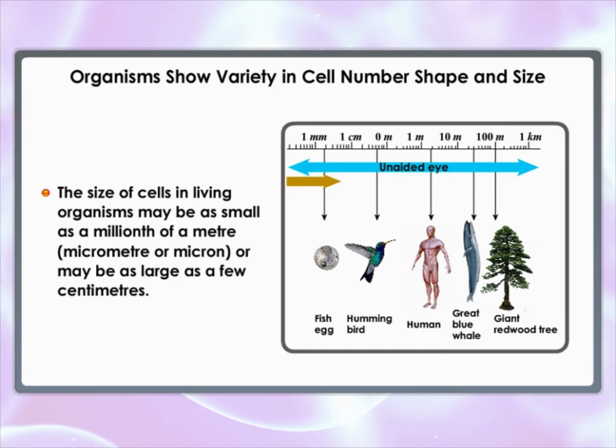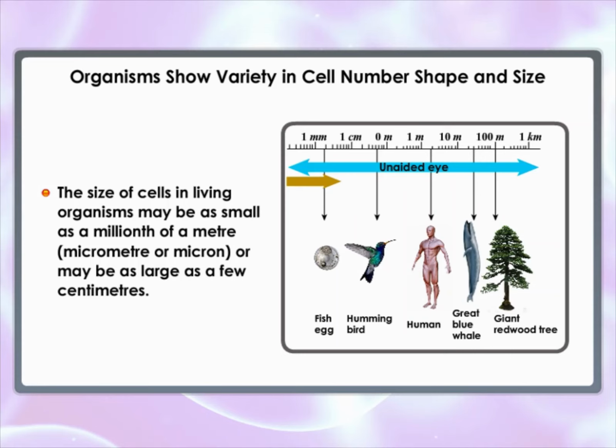The smallest cell is 0.1 to 0.5 micrometer in bacteria. The largest cell, measuring 170 millimeters by 130 millimeters, is the egg of an ostrich. The size of the cells has no relation with the size of the body of the animal or plant. It's not necessary that the cells in an elephant be much larger than those in a rat.